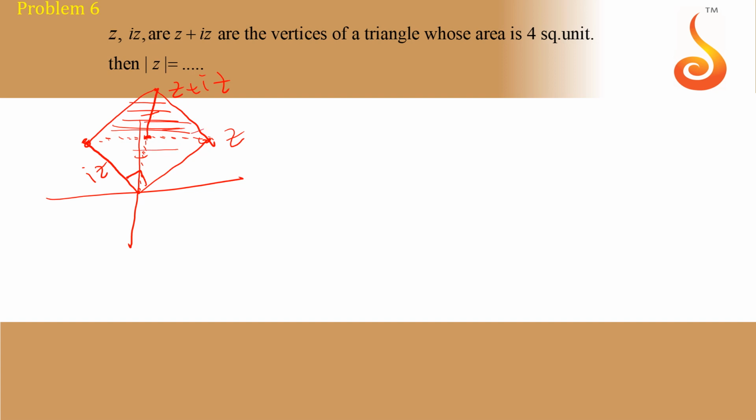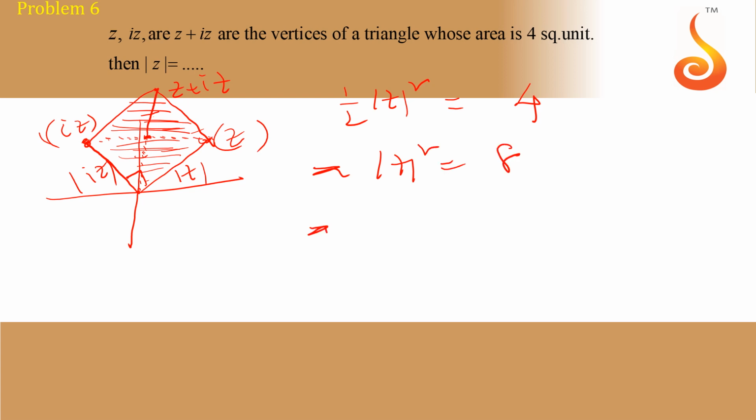But that triangle area will be equal to this triangle area. Then what is the area? This is mod z and this is mod iz. This complex number is iz. This complex number is z, you know it is called the affix. So what is the area? Half mod z, mod iz is also mod z, is given as 4. So what is mod z square? 8. So the mod z value will be 2 root 2.